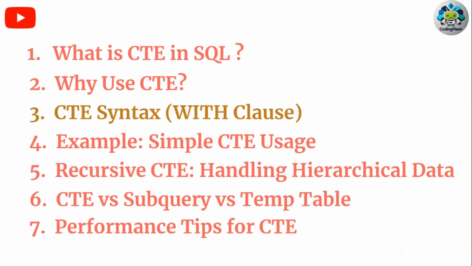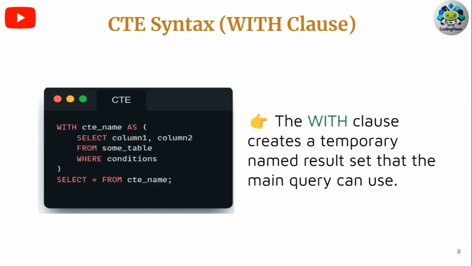Then, coming to the syntax. Here, we use a CTE with the WITH keyword. WITH is a keyword, or a clause we'll call it, that creates a temporary named result set. A result set is nothing but a virtual table that is created and that the main query can use. Don't be confused by the WITH I have written down and the SELECT; some of you are new to this, so see the syntax clearly.